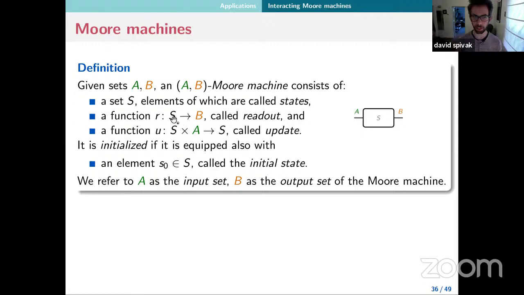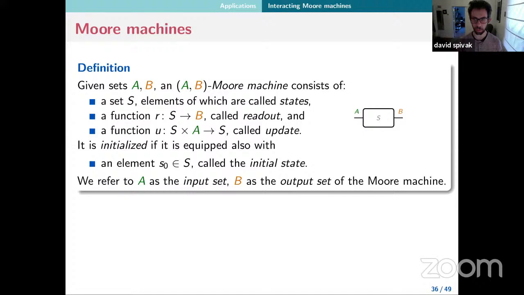I can take a state and read out what its current output is. And then I can take a state and an input and get a new state, and I'll call that the update map. And we would say this Moore machine is initialized if there's also a choice of state. Okay, so why is this a machine?